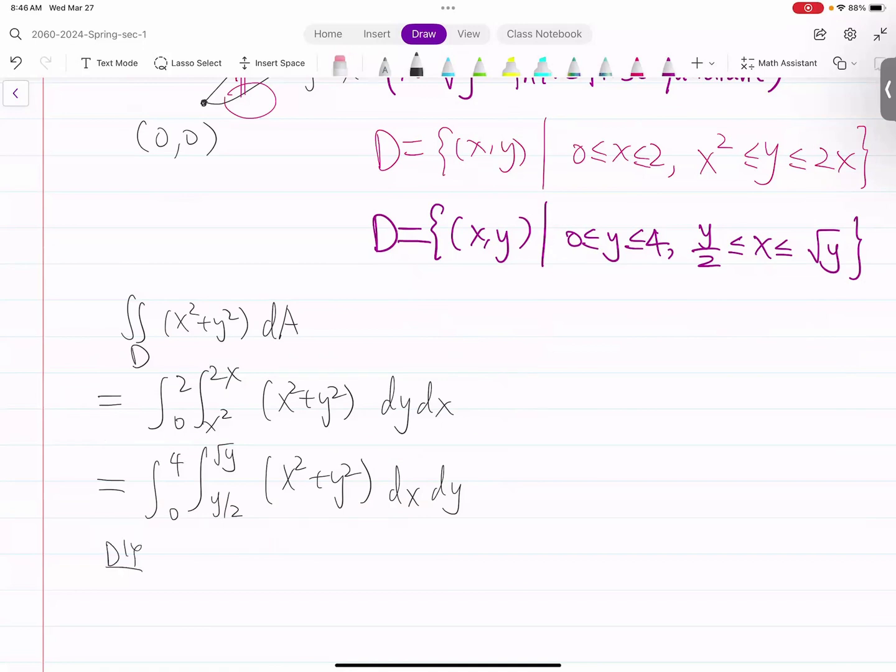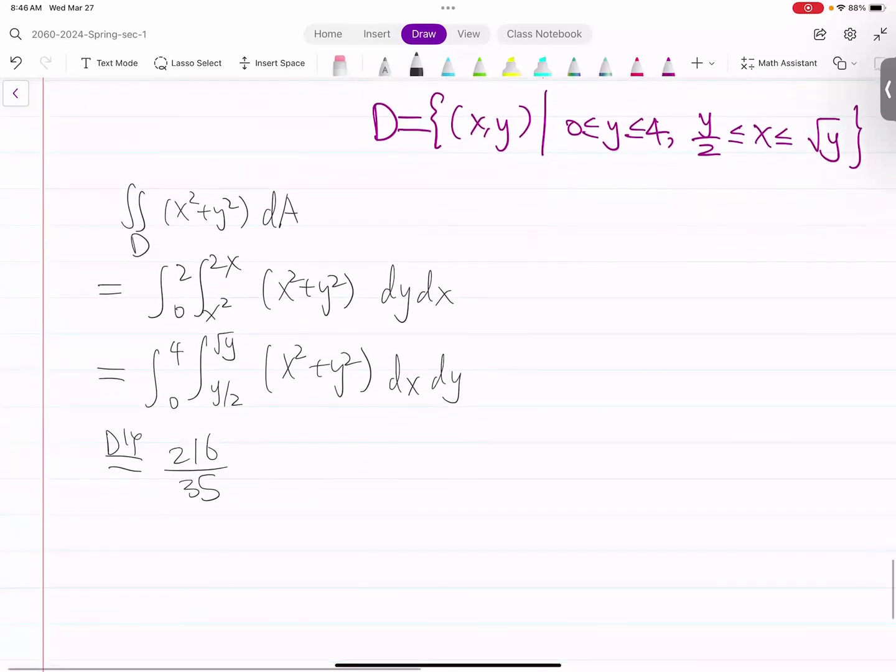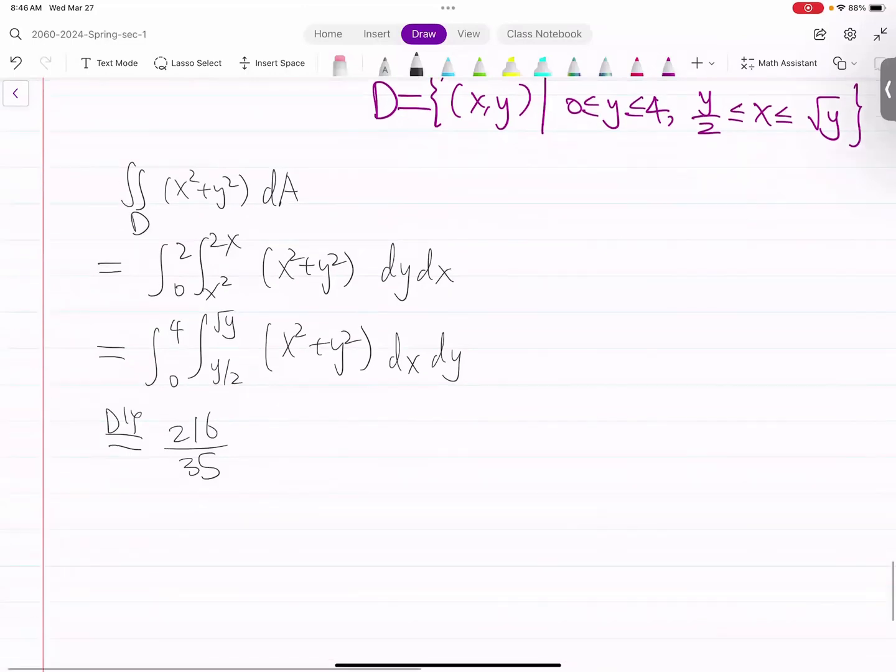So double check. This should give you 216 over 35. Okay, so these are just polynomial functions, and eventually you will get power functions that you are evaluating for these integrals. But here, a quick remark.